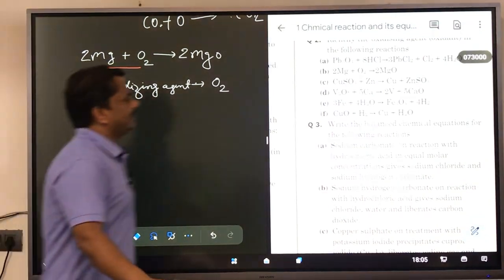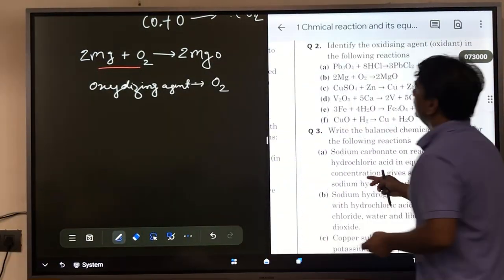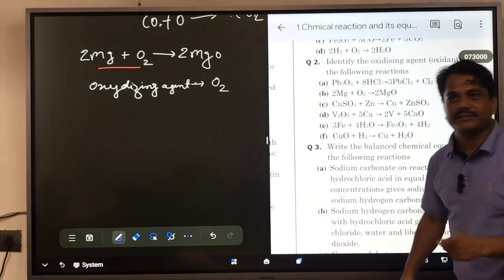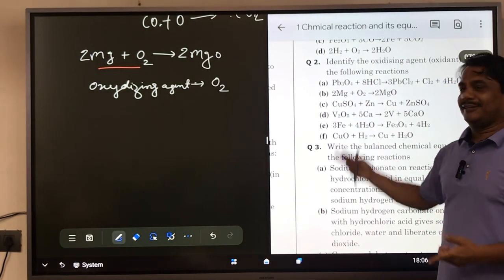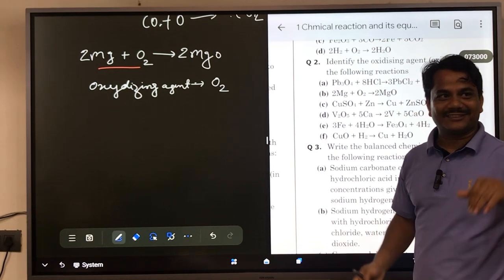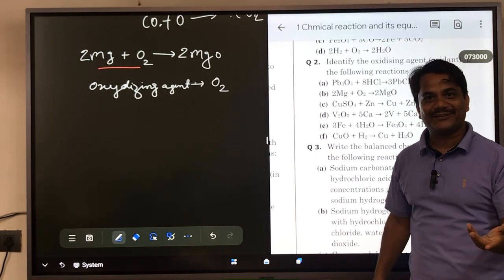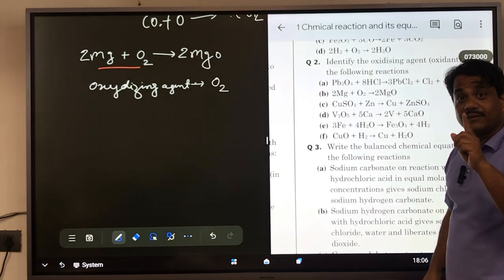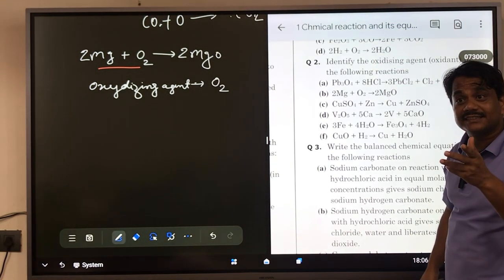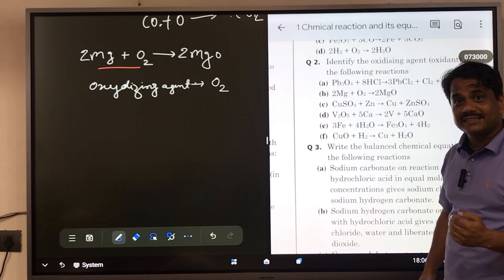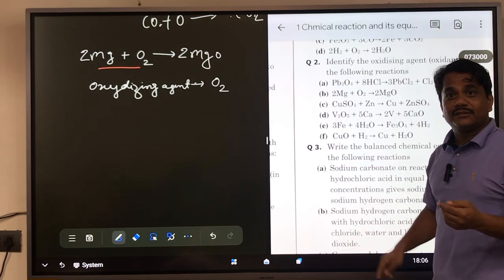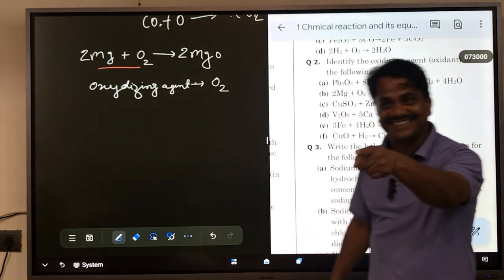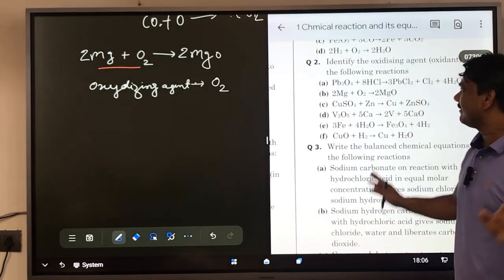Similarly in the next case, CuSO4 and Zn. Tell me, which is the oxygen system? Sir, copper sulfate. So what is the oxidizing agent? CuSO4. Got it? And which is getting oxidized? Sir, zinc. So zinc is getting oxidized. On the other hand, zinc is the reducing agent. Got it or not?